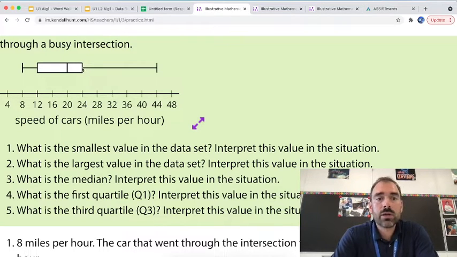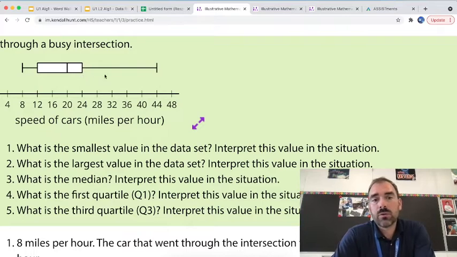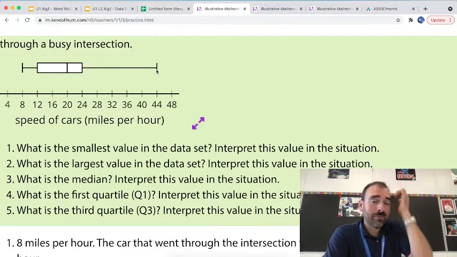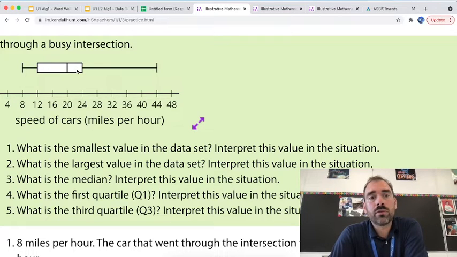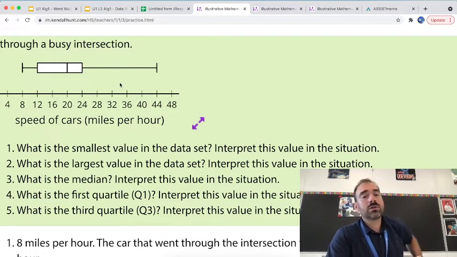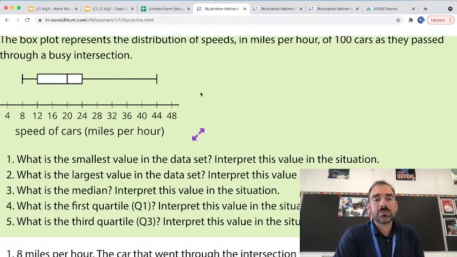Q3 is this tick mark here, and what does that mean? That means that 25% of the people went pretty fast through the intersection, between 24 miles per hour and 44 miles per hour. So there's a little more range there. Again, Q1 is the boundary for the first quarter of the graph, and then the second quarter, the third quarter. You have these Q1, Q2, Q3 tick marks. That's what those represent, and they break it up into 25% of the cars each.